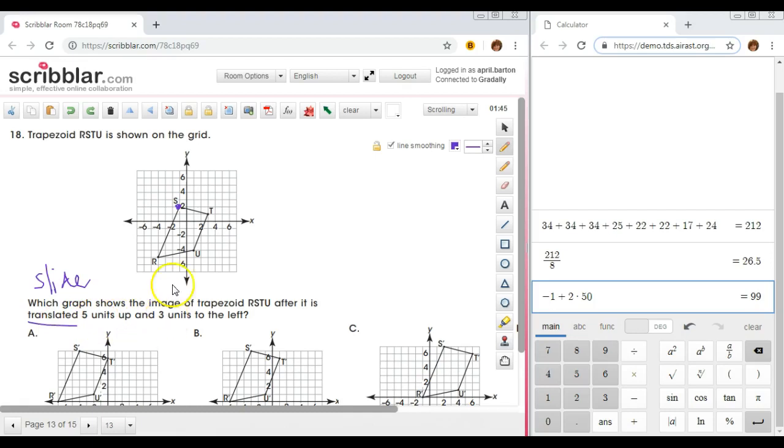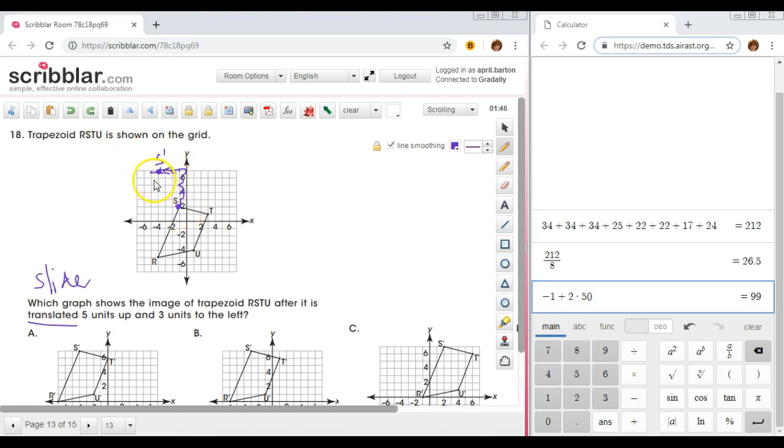It said 5 up, 3 left. So each time we take a step is 1. We don't say 1, 2. We're starting here. Once you move a box, that's 1. Once you move a box, that's 2, 3, 4, 5. From here, we still have to go left. So we go 1, 2, 3, and we end up right here. When we get our new point, we call it S prime. You put an apostrophe for prime to say this is related to the original S, but it's a new S.